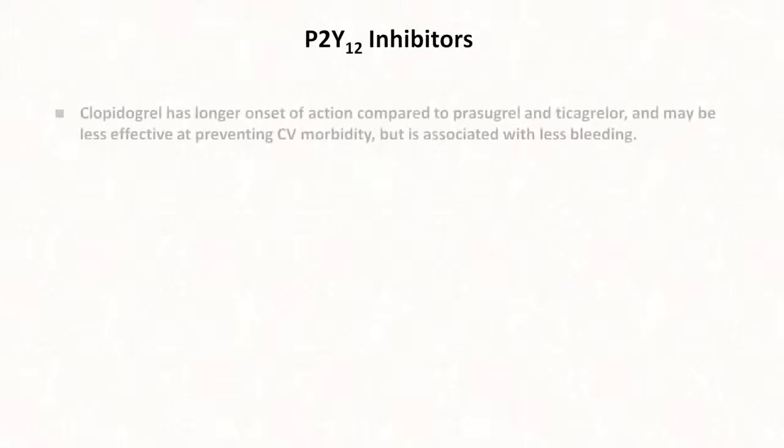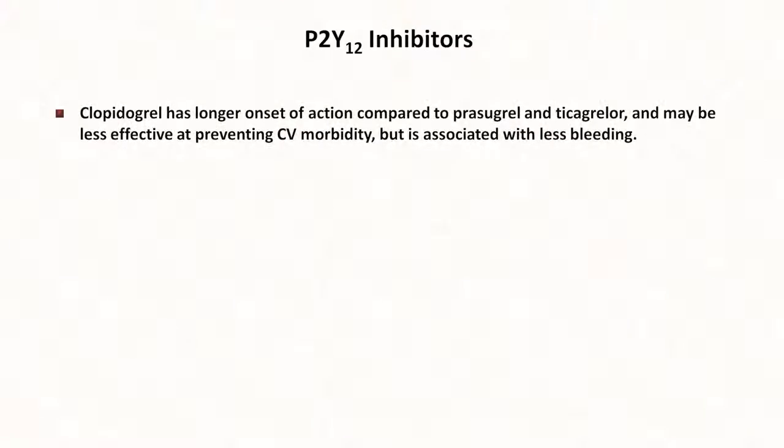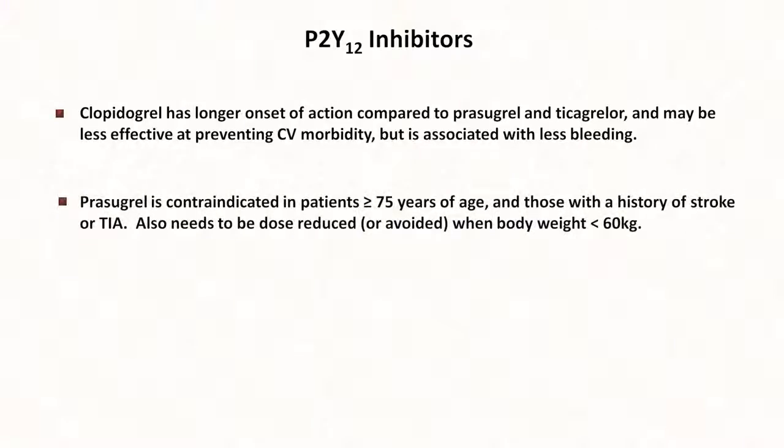Some additional notes about the P2Y12 inhibitors. Clopidogrel has a longer onset of action compared to prasugrel and ticagrelor, and may be less effective at preventing cardiovascular morbidity, but is associated with less bleeding. Prasugrel is contraindicated in patients who are 75 years or older, and in those with a history of stroke or TIA, as a consequence of observed higher rates of intracranial bleeding in these patients. It also needs to be dose reduced or avoided altogether in patients of low body weight.